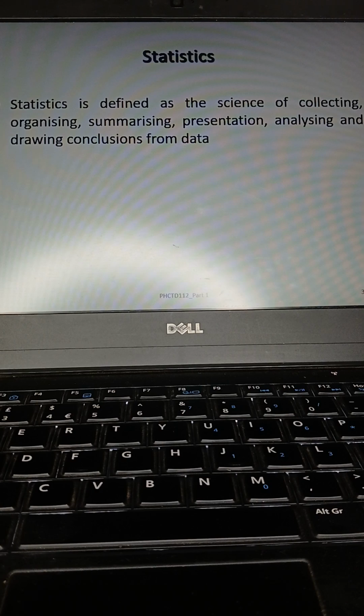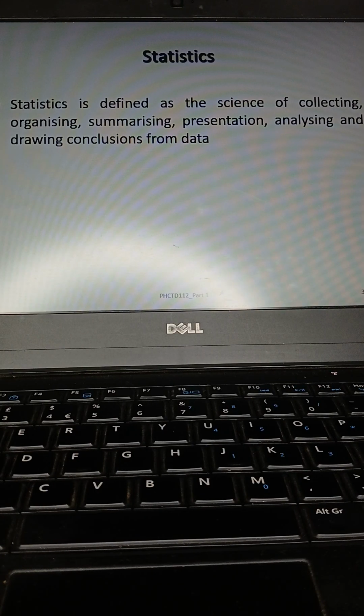Let us dive into the word statistics now. What exactly is statistics? Just like we said during our last class, it's collection, organization, summarizing data. Statistics is defined as the science which involves the collecting, the organizing, the summarizing, the presentation, analysis, and drawing conclusions from data.